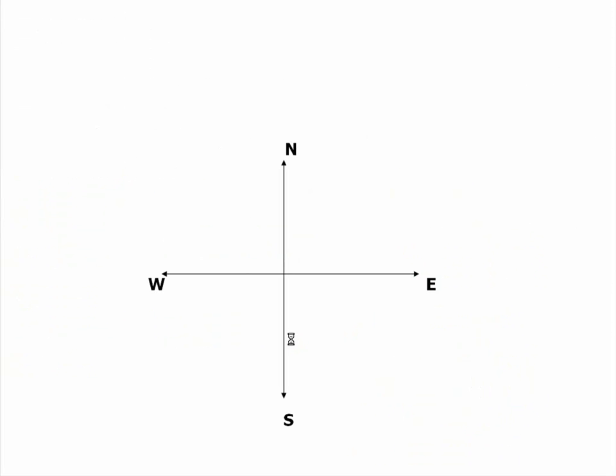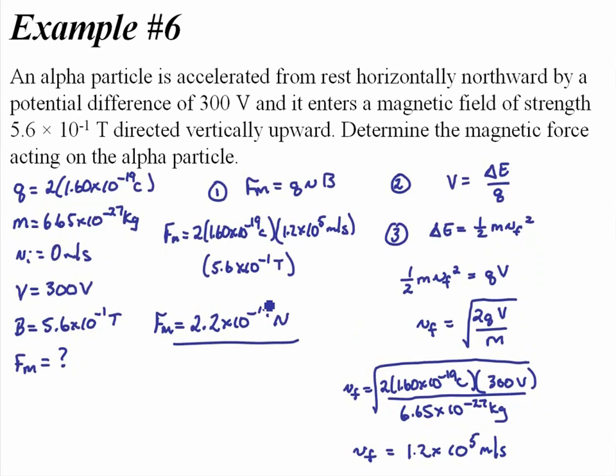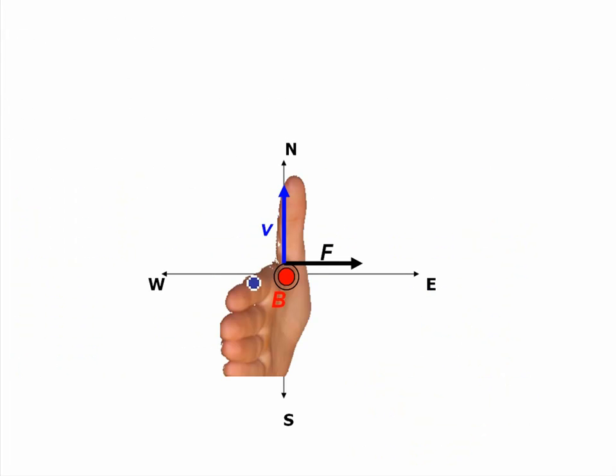What we're going to do now is try to determine the direction. So we go back to the picture. It's an alpha particle, so we use our right hand. It's accelerated northward, so that means our thumb points to the north and the fingers come out of the page. So thumb to the north, fingers out of the page. That should tell us that the force in this question is to the east. So I'll write that force again. 2.2 times 10 to the negative 14 newtons to the east in this case.